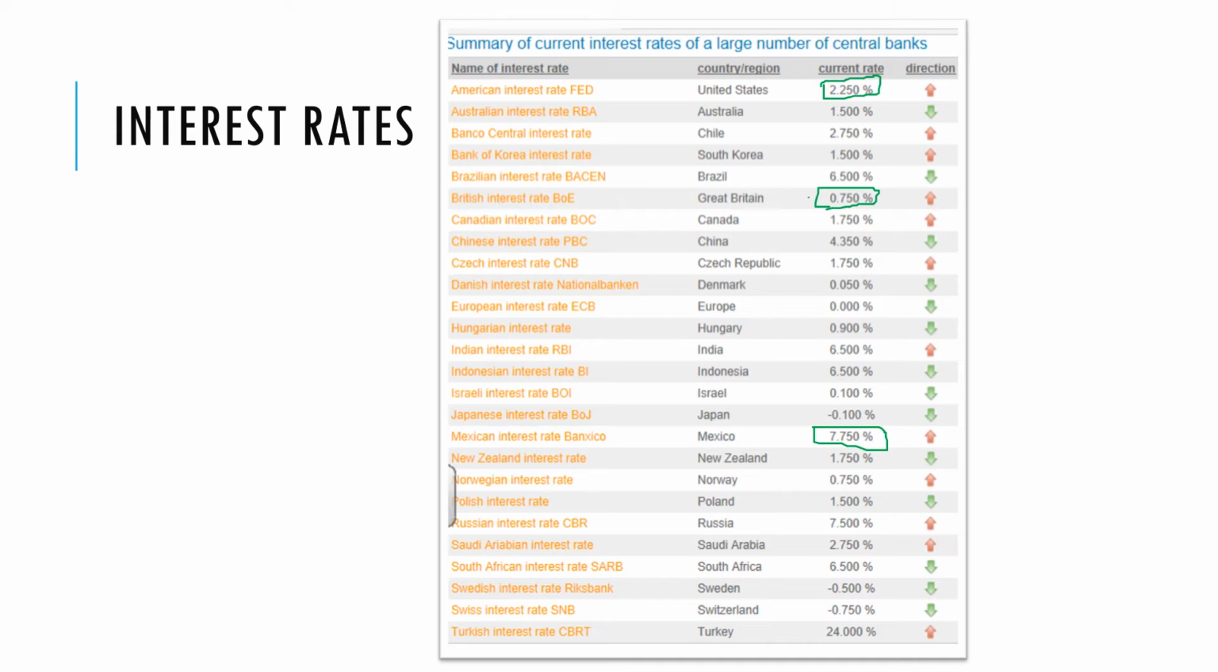Now, how do I move money from the UK to Mexico? I need to exchange currency, and that exchange of currency would cause the value of the exchange rate to change. So let's have a look at some theory behind the relationship between interest rates and exchange rates.